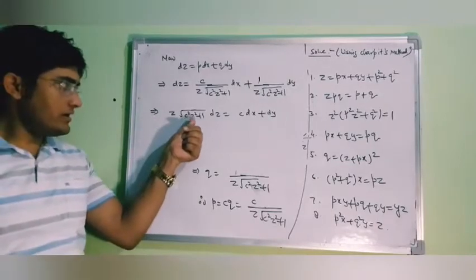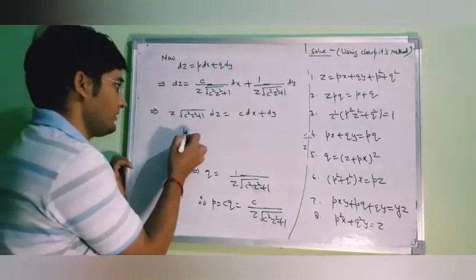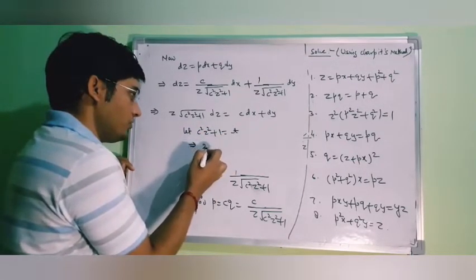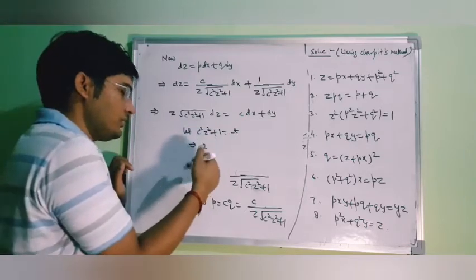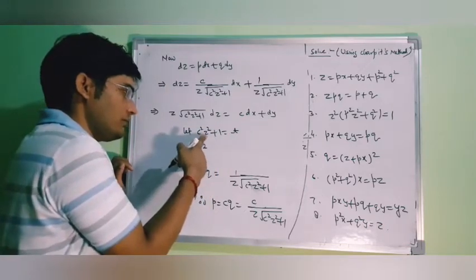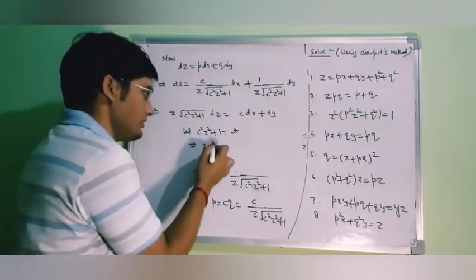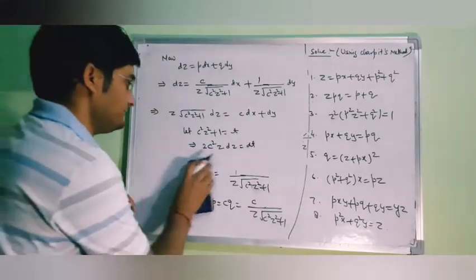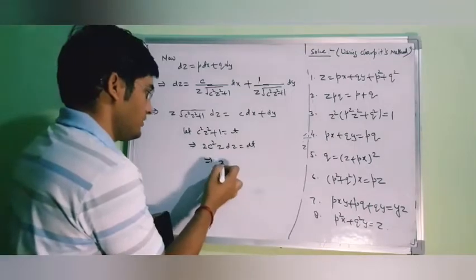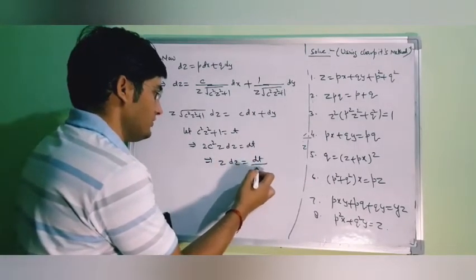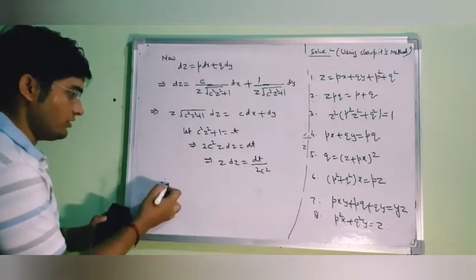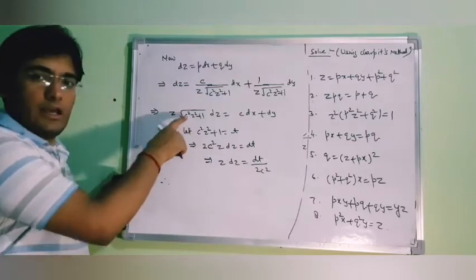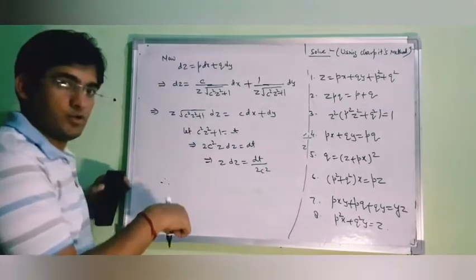Now let c square z square plus 1 be equal to t. Now let us differentiate this with respect to z, then the derivative of z square will be 2z. So we will get 2c square z dz equal to dt. So from here we will have z dz equal to dt upon 2c square. Now this will be your under root t, and the integration of root t will be t to the power 3 by 2 upon 3 by 2.